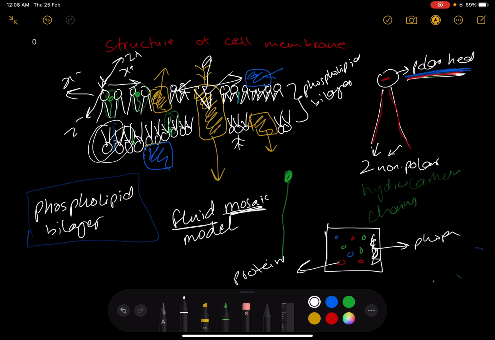So the most important takeaway from this lecture is that the cell membrane is fluid in nature, and it is described as fluid mosaic.